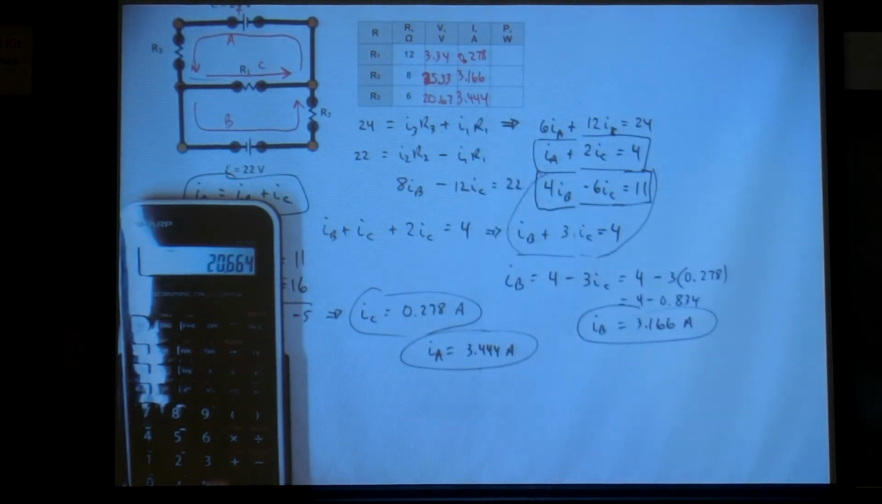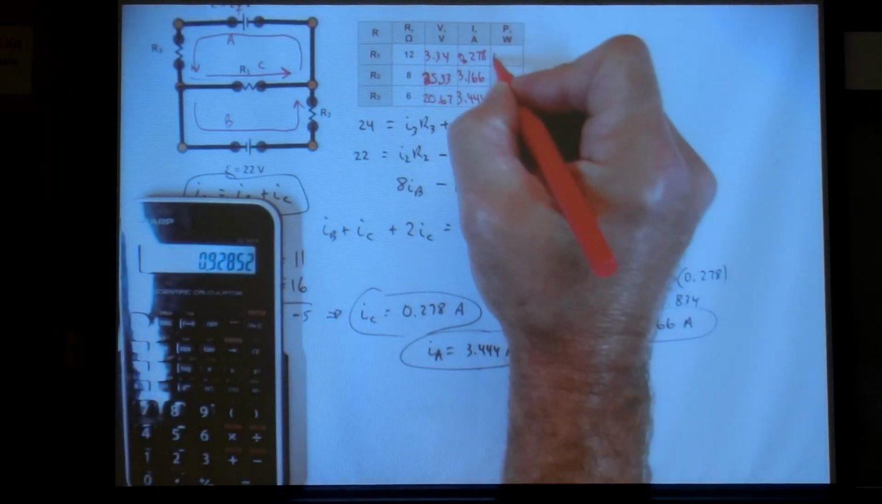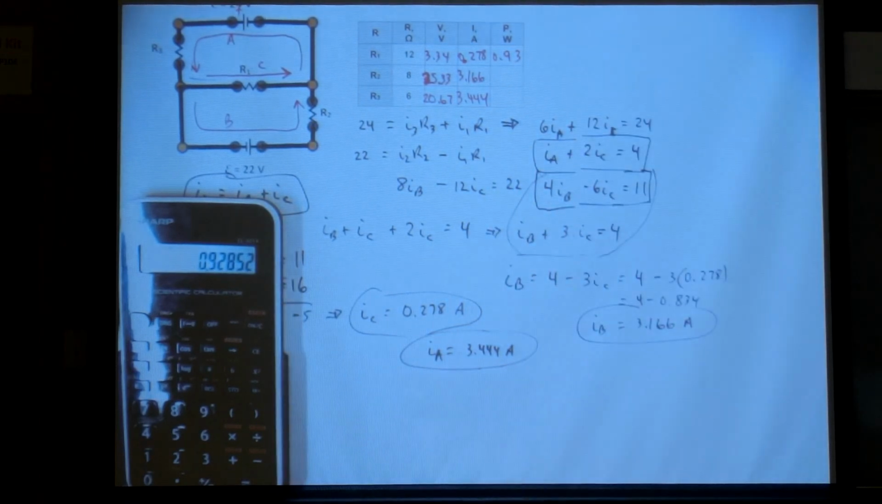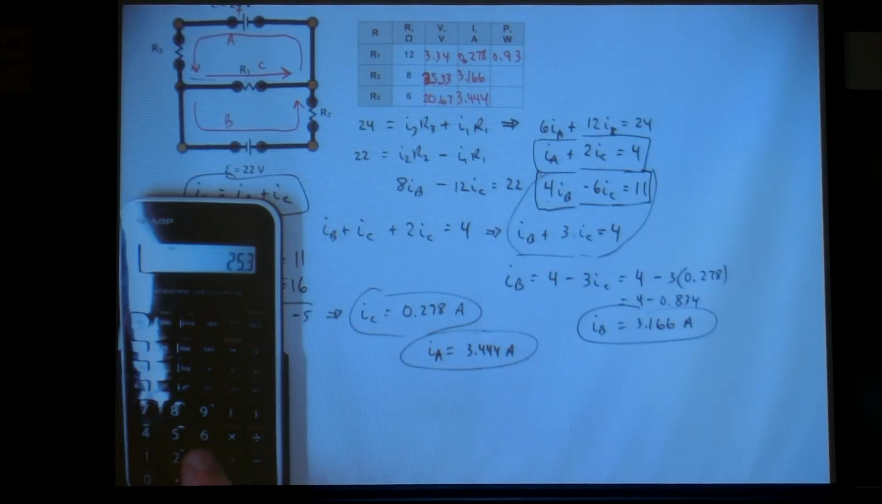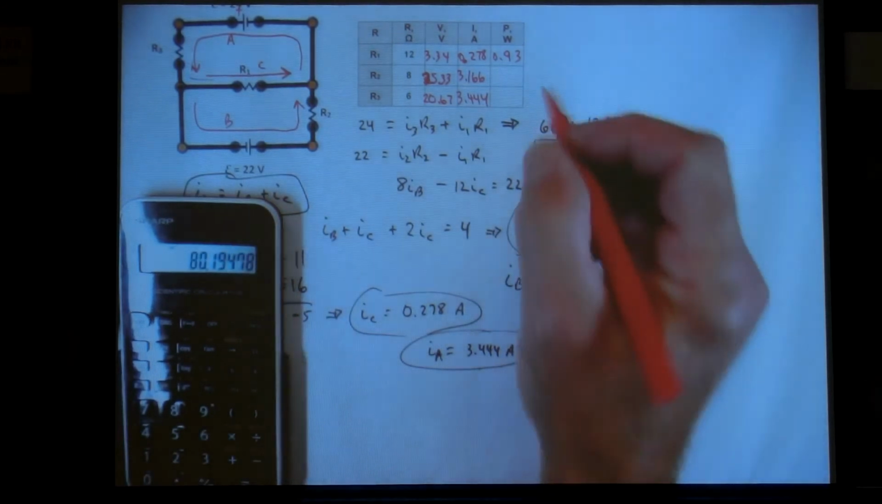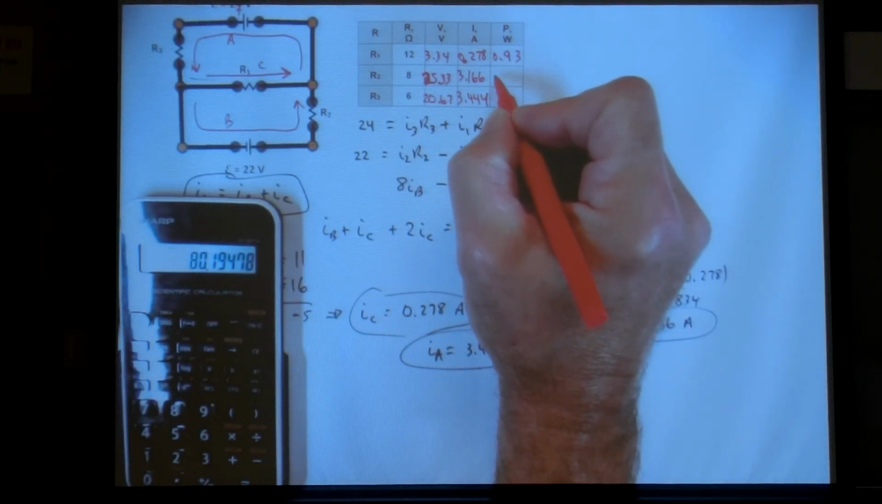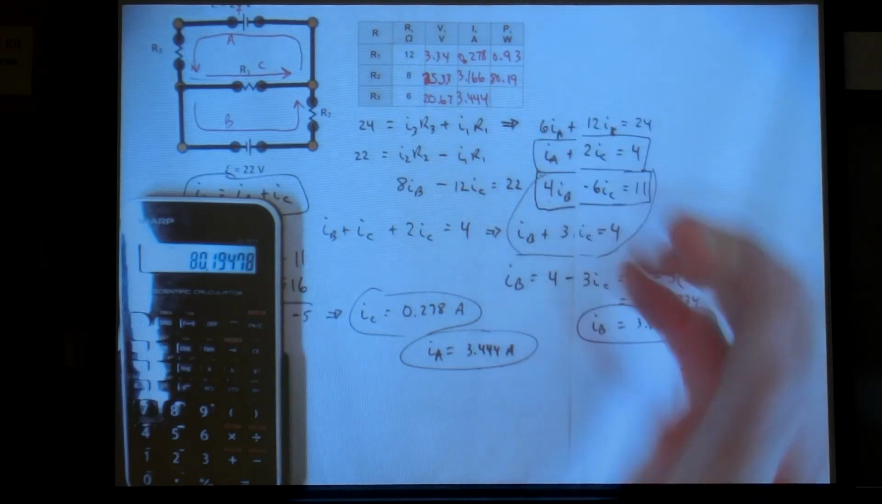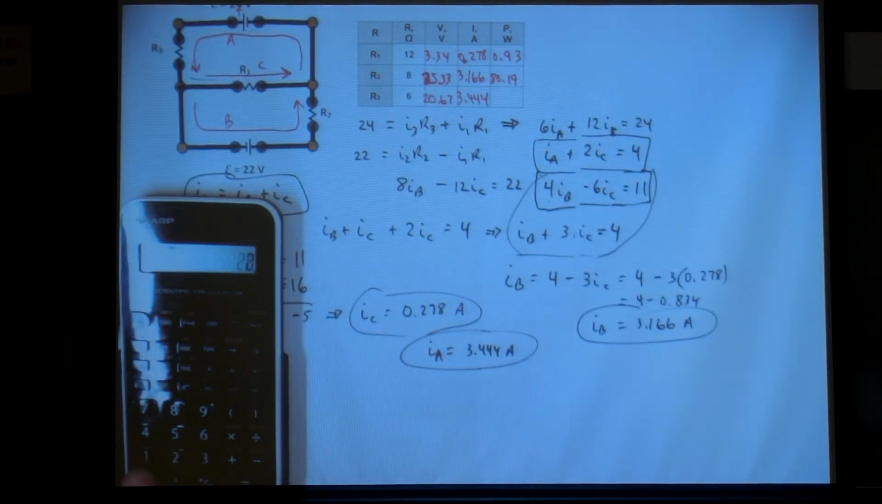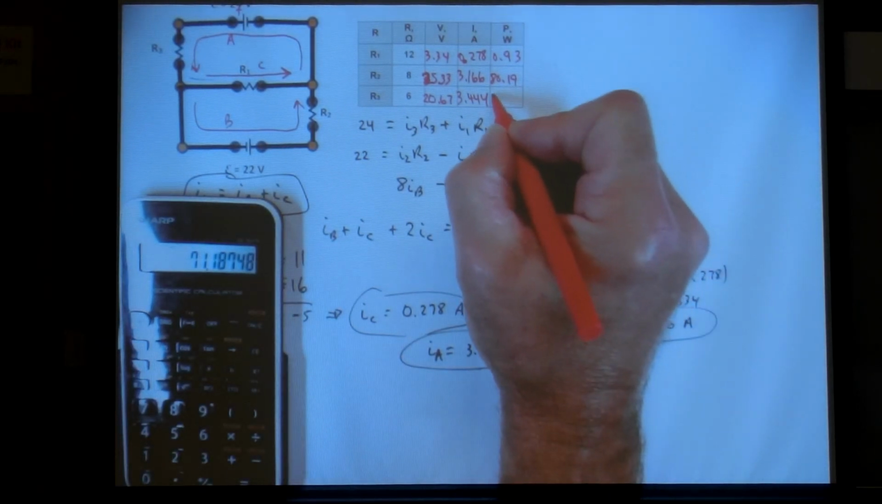Then the power, 3.34 times 0.278 is 0.93. 25.33 times 3.166 is 80.19, and 20.67 times 3.444 is 71.19.